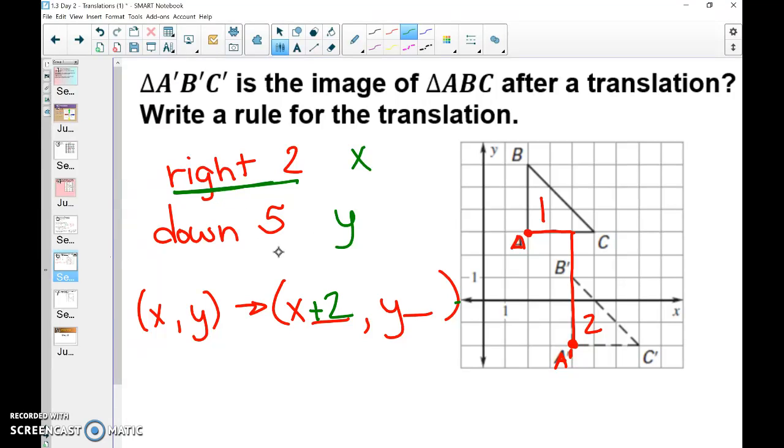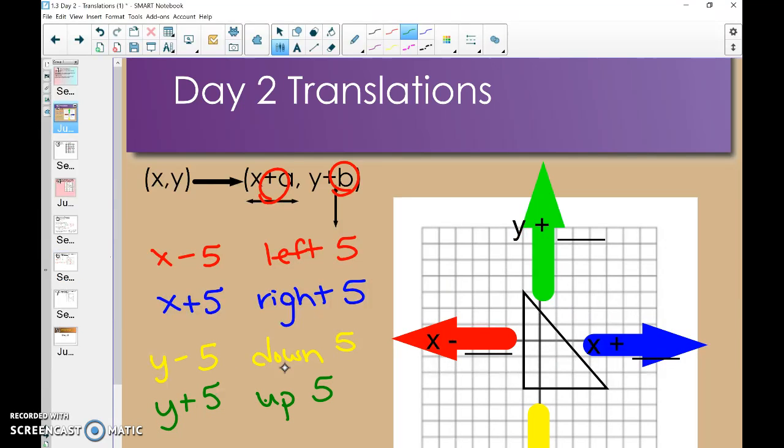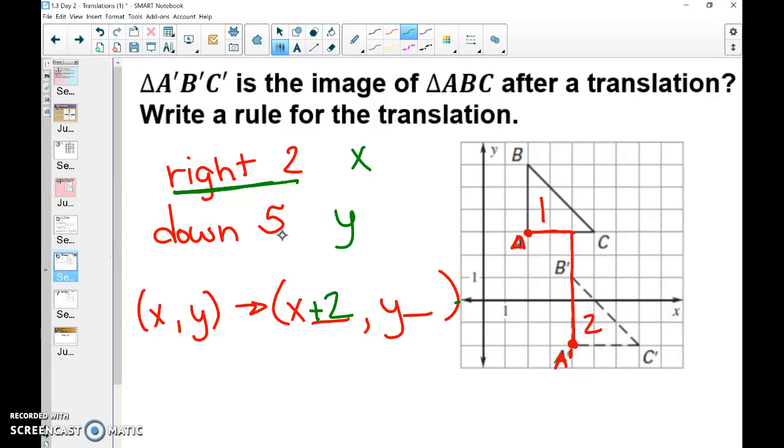What is down for y? Is that positive or negative? Check back at your chart. Down for y is negative. So for this one, since it's down 5, it's going to be -5. So there's my final answer. There's the rule, and there it is in words.